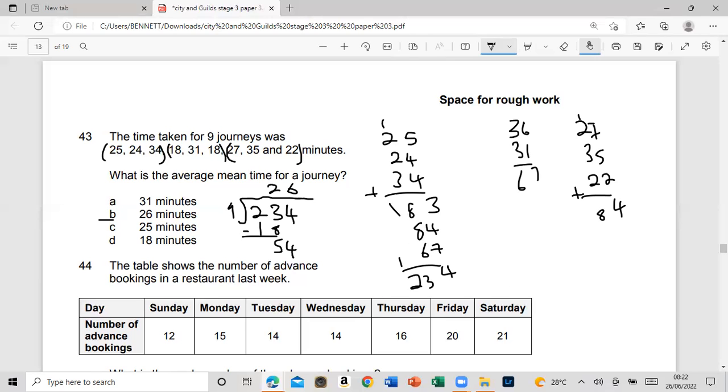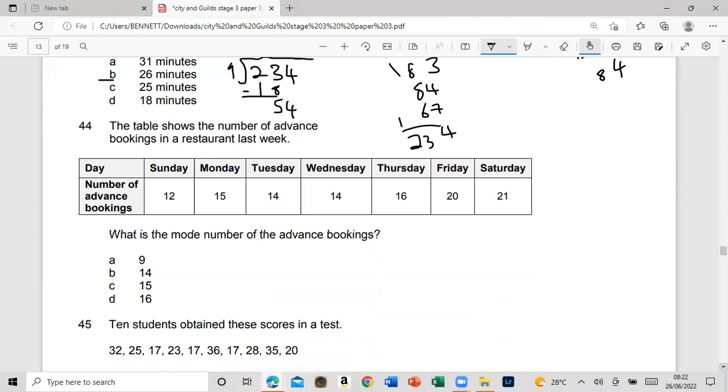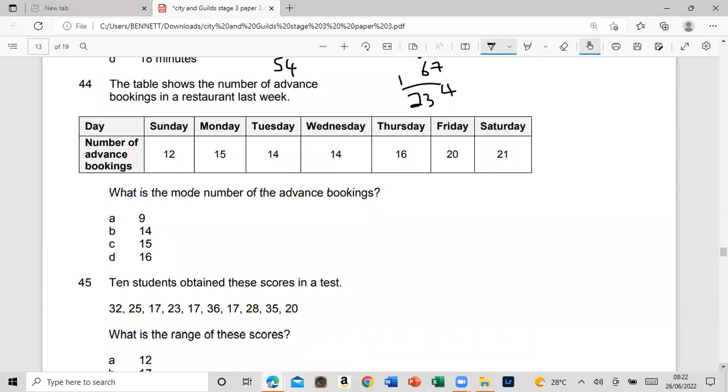Alright, so let's move on to 44. The table showed the number of advance bookings in a restaurant last week. So we have, what is the mode of the advance bookings, and that looks to be 14. So we have 14 here, 14 here. The mode is the one that occurs most frequently. Let's double check. Yeah. All right.